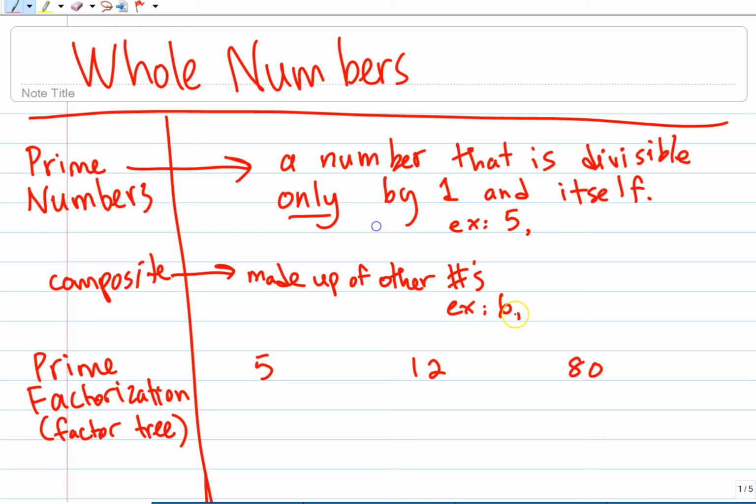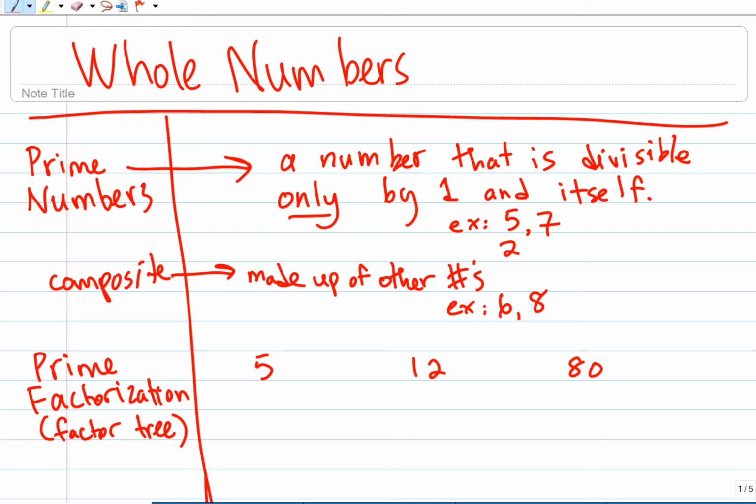7 is only divisible by 1 and itself. That would be prime. 8, well, any even number is going to be made up of other numbers. Why? Well, they're all divisible by 2. The only even number that is prime would be 2, because it's only divisible by 1 and itself. You're like, well, this is easy, right? Every even number is composite except for 2, and every odd number is prime.